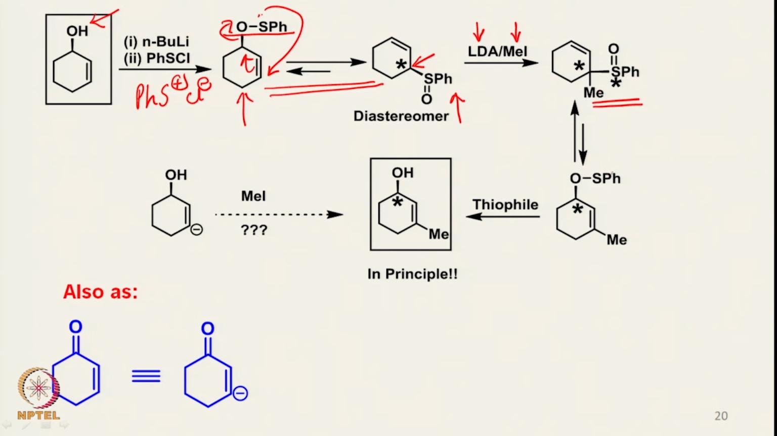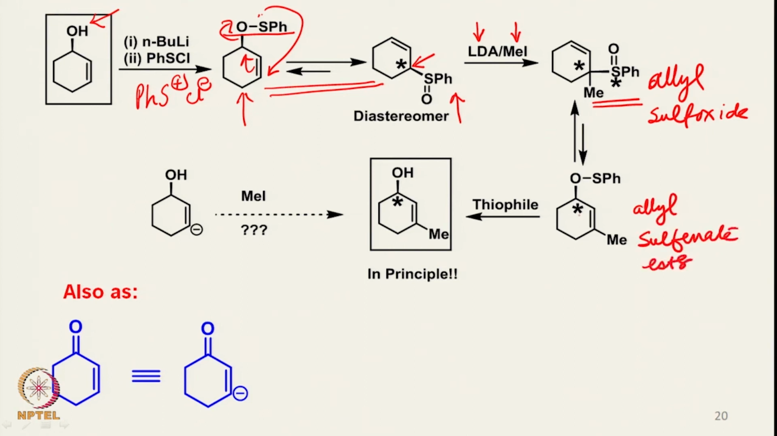Again this will be in equilibrium. This is the allyl sulfoxide, and this is the allyl sulfinate ester. Again the equilibrium will be more in this favor rather than in this favor, but when the thiophile is added to it, the cleavage of the oxygen-sulfur bond takes place and you get this particular allyl alcohol.